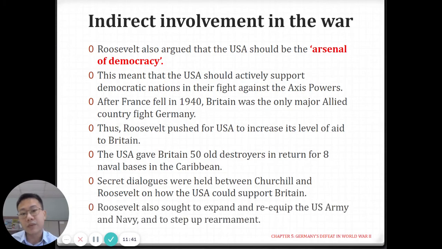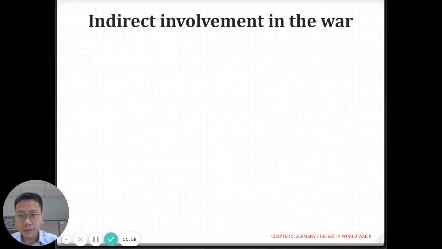Secret dialogues were held between Churchill and Roosevelt on how the USA could support Britain, and Roosevelt also sought to expand and re-equip the US Army and Navy and to step up rearmament. So basically, all their actions are going against their official policy of isolationism. They basically want to be involved, but at this moment, they are still not quite fully involved yet. Okay.